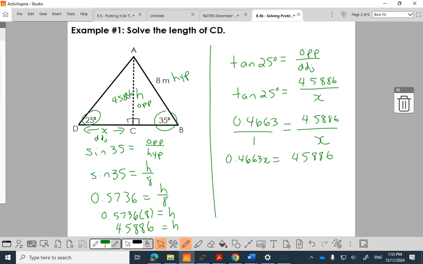Yes? Is it not just the same as moving the X over? He says, I don't need cross multiply.